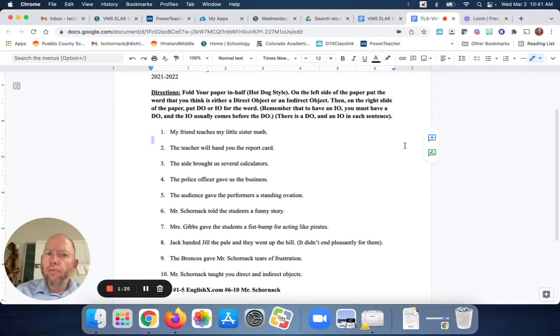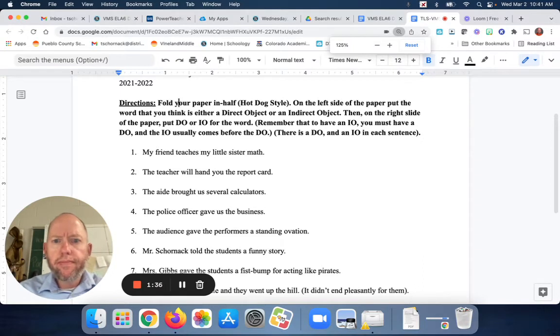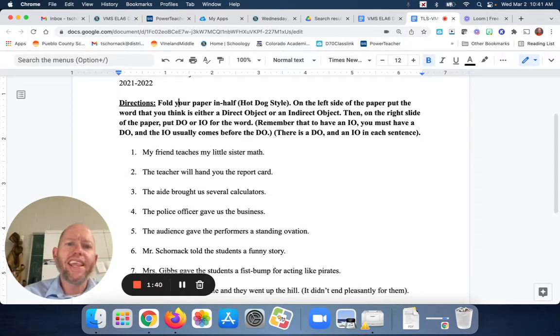You're going to fold your paper. Why do I have a your capitalized? You're going to fold your paper in half, hot dog style. Let's make this a wee bit bigger for you. On the left side of the paper, put the word that you think is either a direct object or an indirect object. Then on the right side, notice how when I teach you guys to read out loud, how you can check your errors of the paper, put DO or IO for the word.